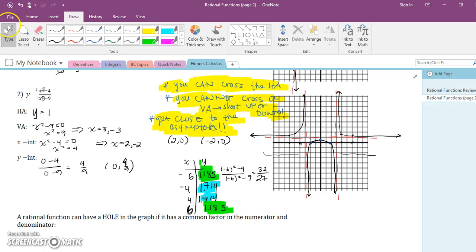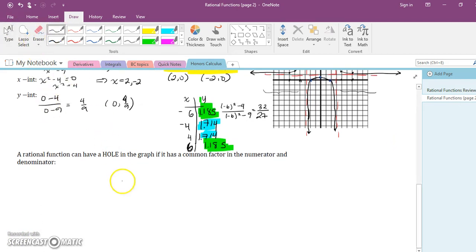Now, a couple things to keep in mind here. I want you to write down the following rational function, and it's y equals x squared plus x minus 2 all over x minus 1. So write that underneath this statement here. A rational function can have a hole in the graph if there's a common factor in the numerator and denominator.